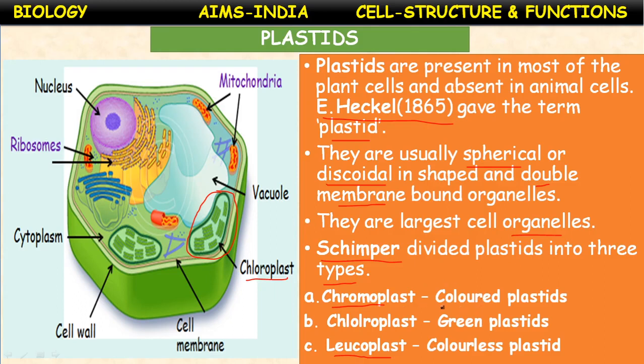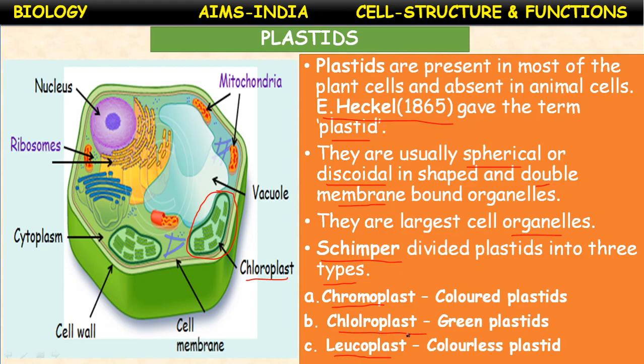So chromoplasts are colored plastids, except green colored plastids, which are called chloroplasts. Colorless plastids are called leucoplasts. They perform different functions. Chromoplasts are present in the colored parts of the plant, like petals of the flower, and their function is to attract insects for cross pollination.